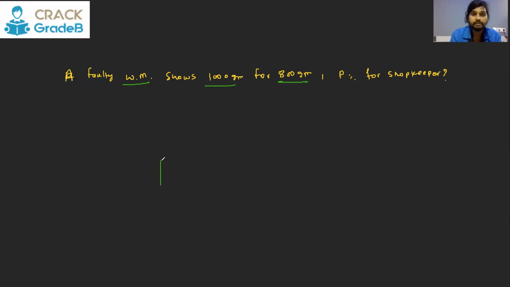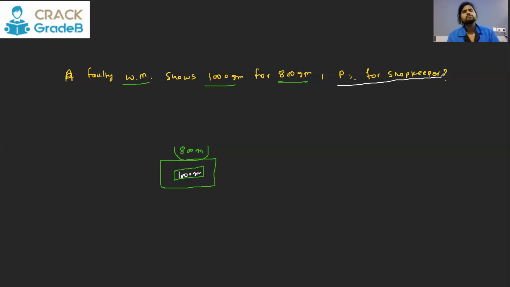That means if this is the machine and this is the display of it, on which if you put 800 gram worth of weight upon it, it shows that this is 1000 gram. It shows 1000 gram for 800 gram, means the display shows that it is 1000 gram. So what is the profit percent for the shopkeeper?